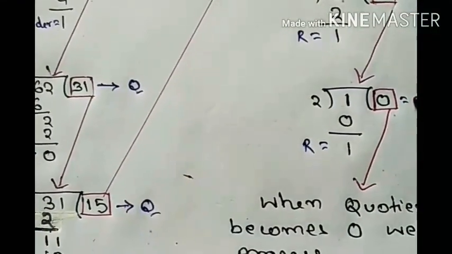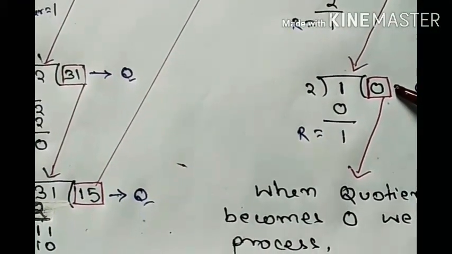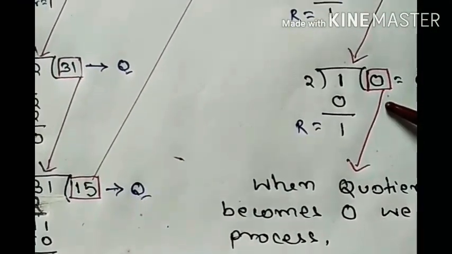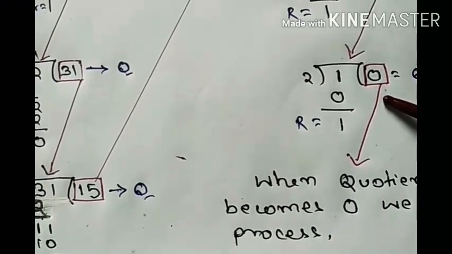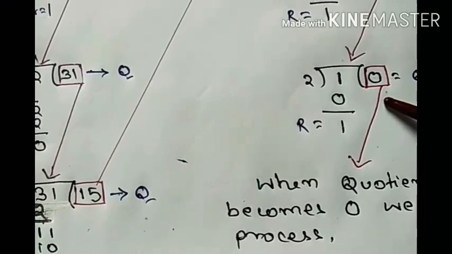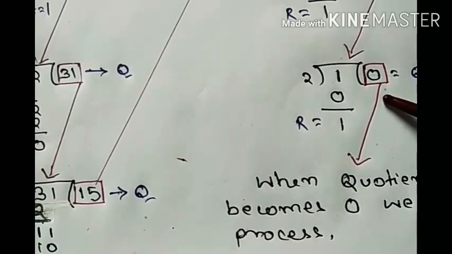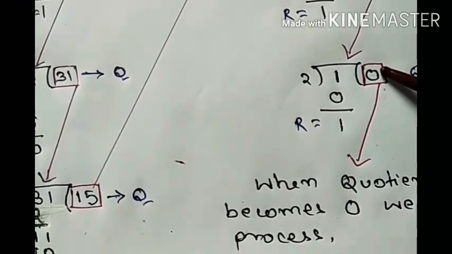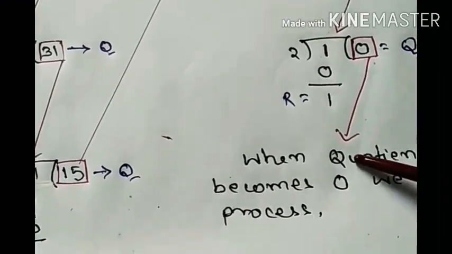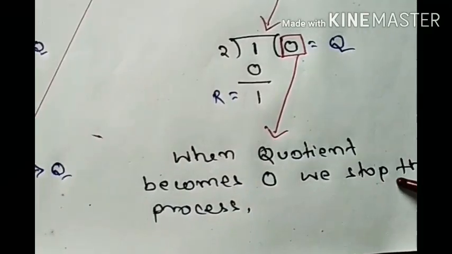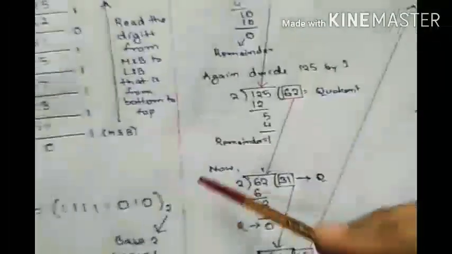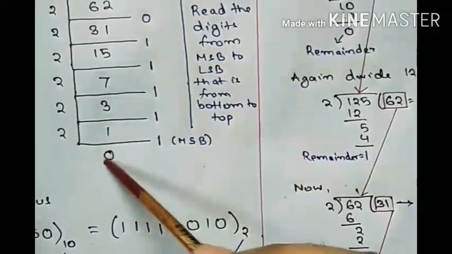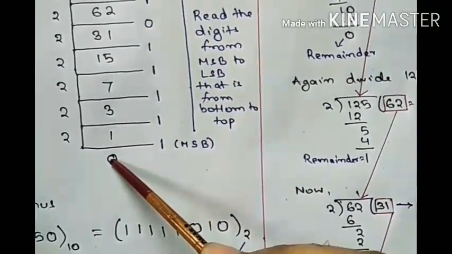Now when the quotient becomes 0, we will stop the entire process. We will stop this process of dividing by 2. This continuous process will stop when any quotient becomes 0. As this quotient has become 0, we stop this process.